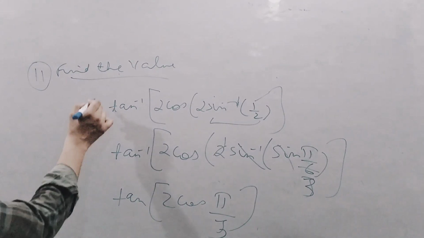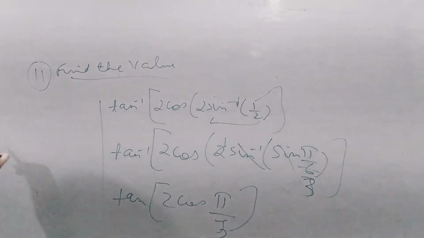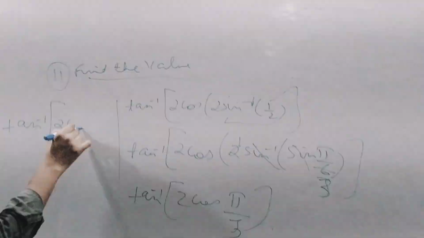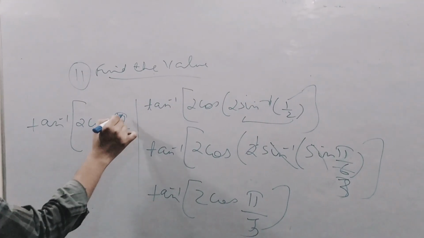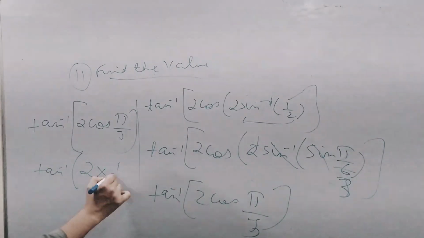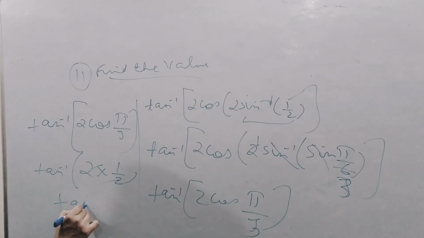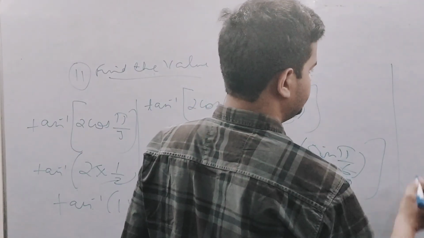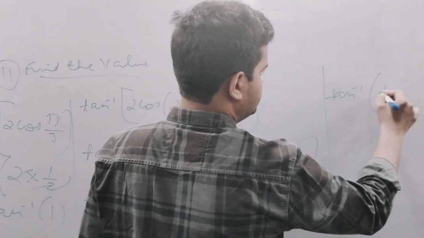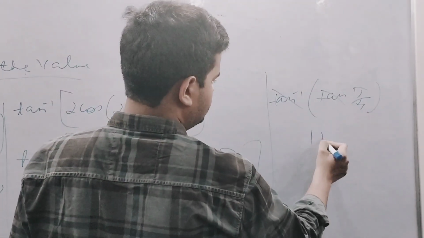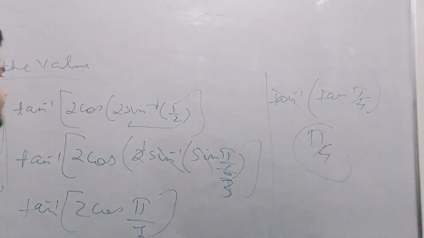So what is cos pi upon 3? It is half. So it is tan inverse 2 cos pi upon 3, and cos pi upon 3 is half. So this becomes 2 into half. So I get tan inverse 1. Now what is tan inverse 1? It is tan inverse tan pi upon 4, cancelled out. So this becomes pi upon 4. Okay, please note it down.